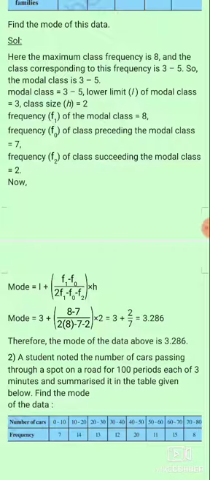So L is equal to 40. Now f1 is the frequency of the modal class, f0 is the preceding class frequency, and f2 is the succeeding class frequency. So substitute all the values and you can find the mode on your own. Okay, clear, students? Thank you.